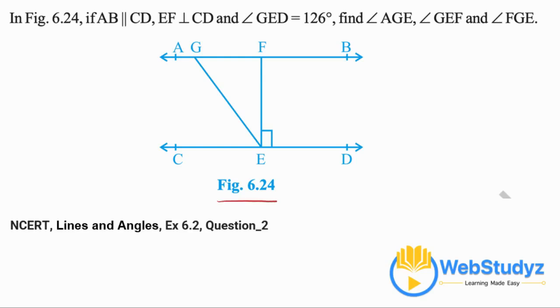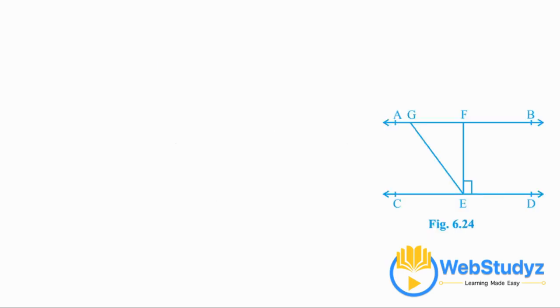In figure 6.24, if AB is parallel to CD and EF is perpendicular to CD and angle GED is 126 degree, find angle AGE, angle GEF and angle FGE. So first write what is given.